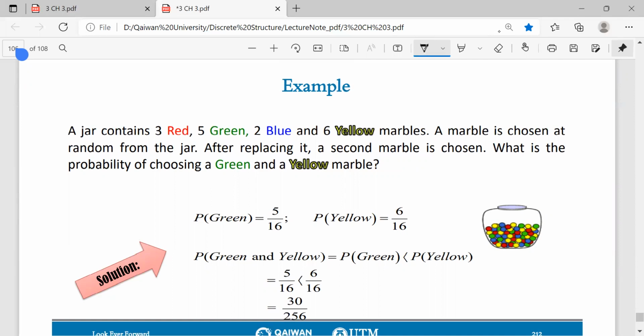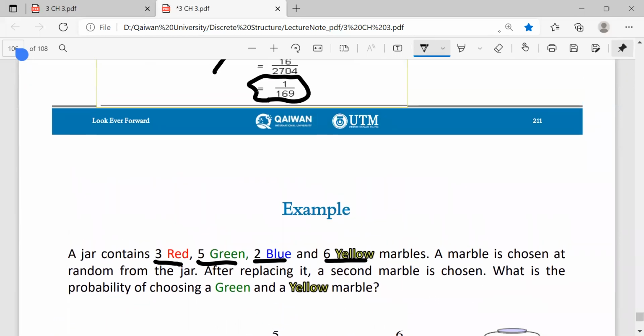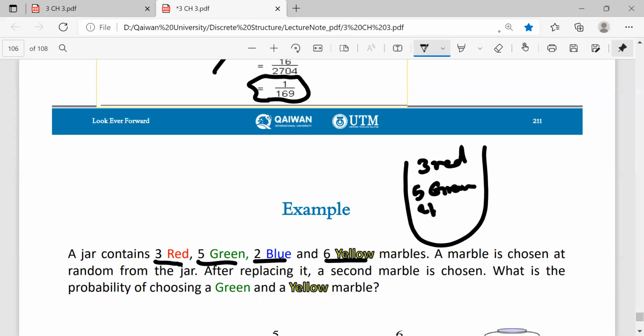Here we have a jar that contains 3 red, 5 green, 2 blue, and 6 yellow marbles. In the jar, we have 3 red, 5 green, 2 blue, 6 yellow. The total of 3, 5, 6, and 2 is 16. The total number of marbles in the jar is 16 marbles.